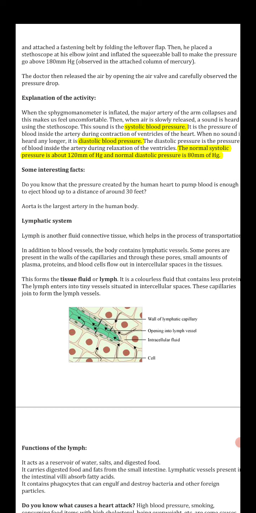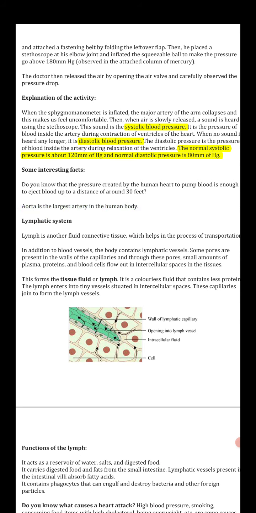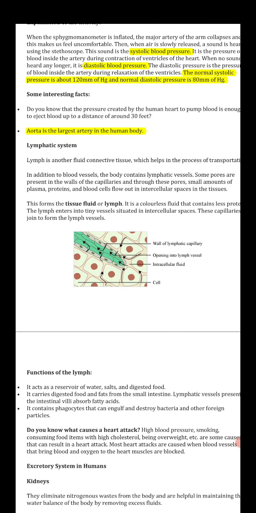Some interesting facts are also there. Do you know that the pressure created by the human heart to pump the blood is enough to eject the blood up to a distance of around 30 feet? This is one interesting fact. Another interesting fact is that the aorta is the largest artery in our body. We have already discussed in our previous video that the aorta is the largest artery in the human body. This is important for your 1 mark question.